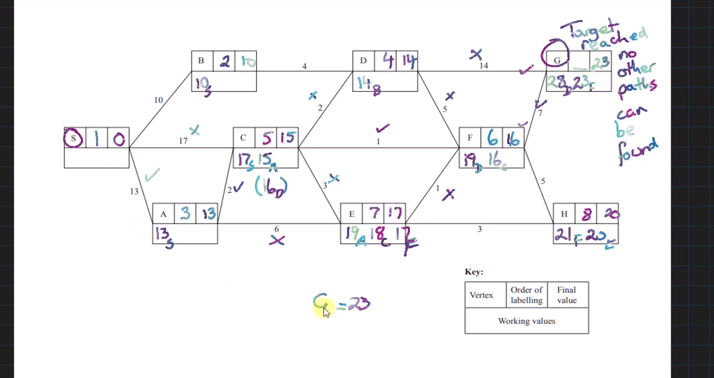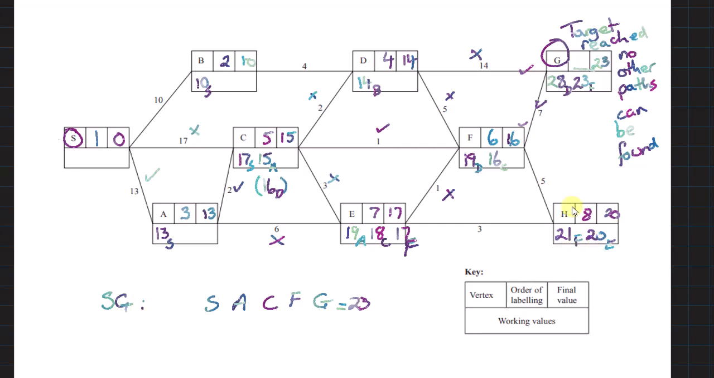We end at G. We came from F. From F we came from C. From C we came from A. And from A came from the start. So that was for SG.